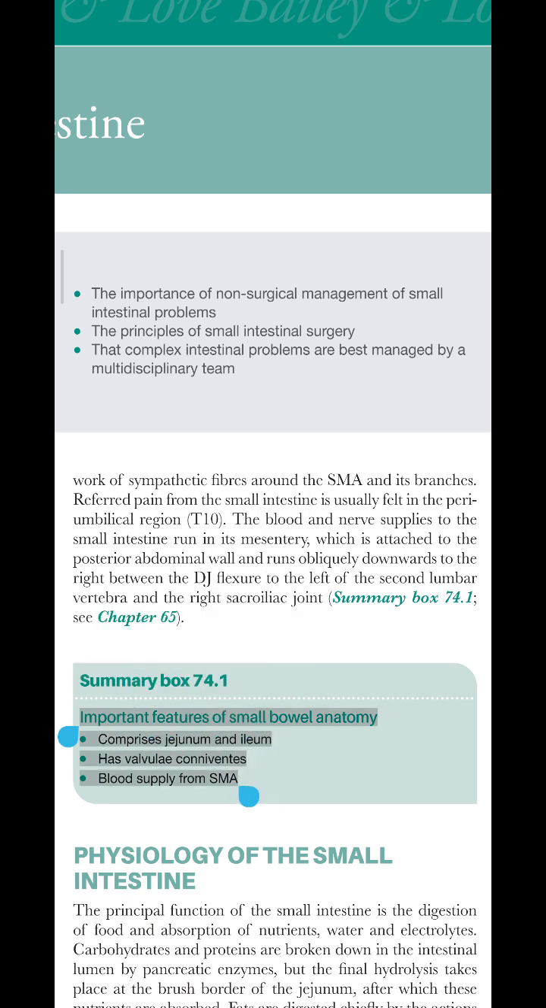Important features of small bowel anatomy. Comprises jejunum and ileum. Has valvulae conniventes. Blood supply from SMA.